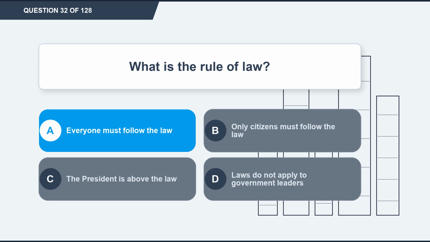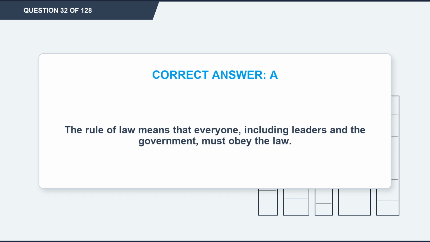The correct answer is option A. Everyone must follow the law. Explanation. The rule of law means that everyone, including leaders in the government, must obey the law.